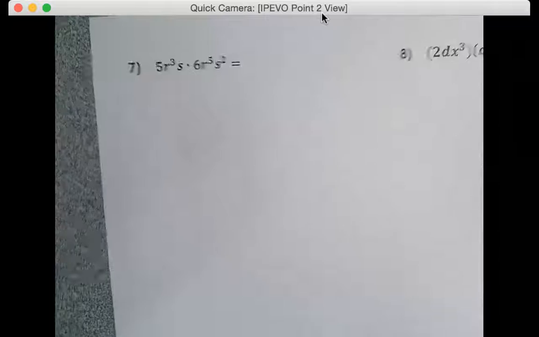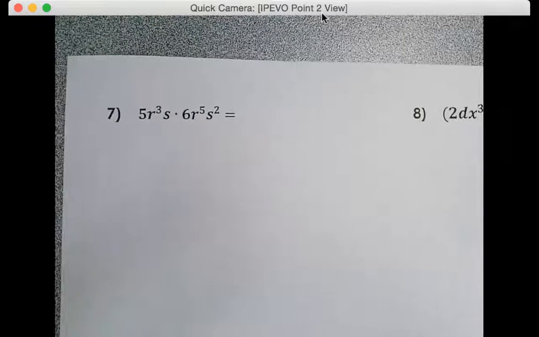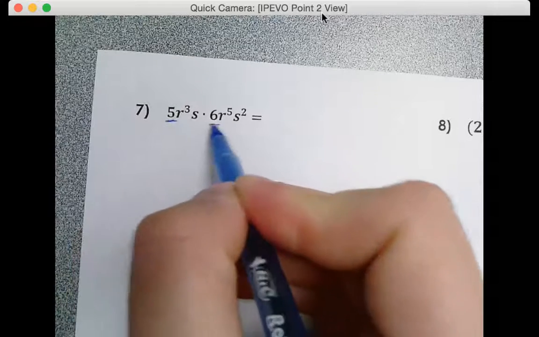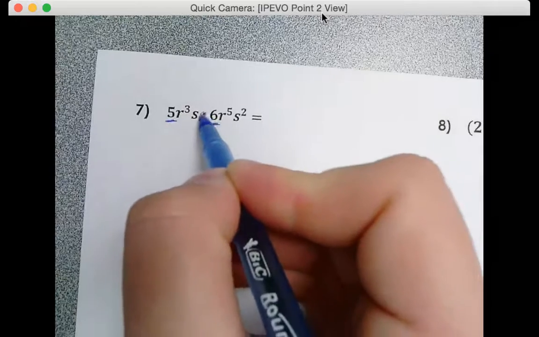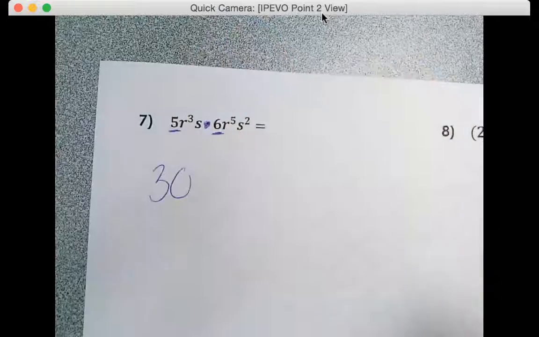All right, the back. Number 7 is sort of like number 2. Okay, we're going to take care of those coefficients first. So we have a big 5 and a big 6. Just do your normal math here. Okay, it's telling you here to multiply. So 5 times 6 is 30.